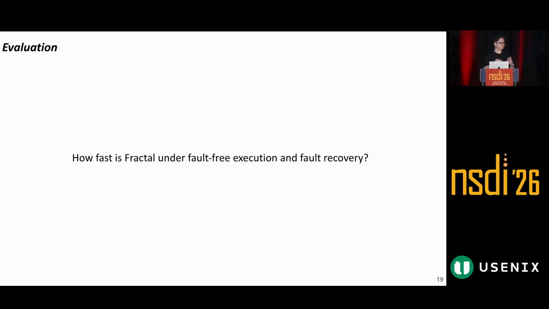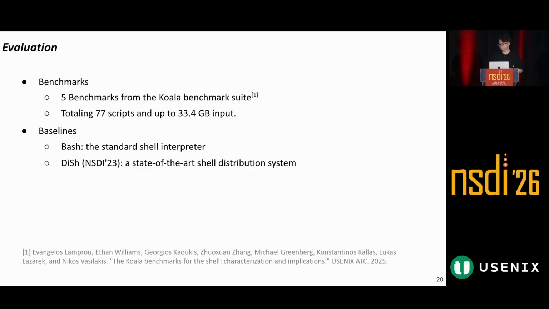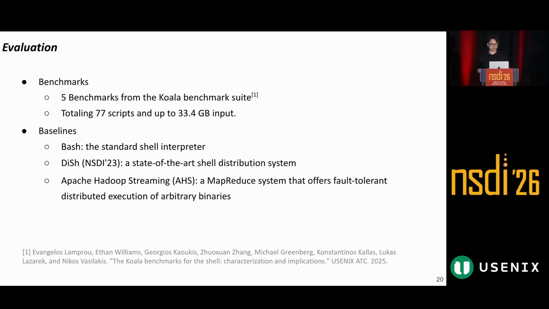Because Fractal builds on the state-of-the-art shell distribution system, the evaluation focuses on the performance of Fractal under both fault-free execution and faulty recovery. In the evaluation, we use 5 benchmarks from the Koala benchmark suite, totaling 77 scripts and up to 33.4 gigabytes of input data. We compare Fractal against Bash, the standard single-node shell interpreter, Dish, the state-of-the-art shell distribution system that Fractal builds on, and Apache Hadoop Streaming, a MapReduce-based system that offers fault-tolerant distributed execution of arbitrary binaries, including the Unix commands used in the shell programs. We also introduced Frac, a fault injection subsystem that enables injecting faults at precise progress points.